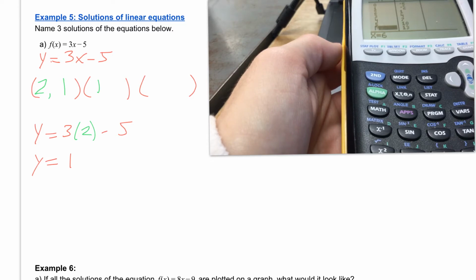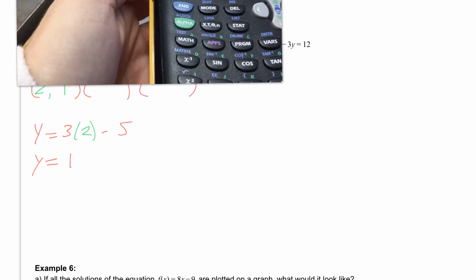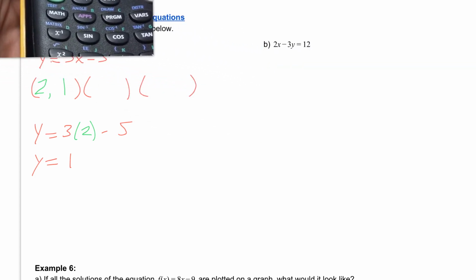Okay, then next we're going to go over to our other problem. Let's take a look at letter B. And letter B is 2x minus 3y equal to 12. It's not quite as nice as our last problem because y is not by itself. So what we have to do is we have to get y by itself first. So let's go through that solving process.